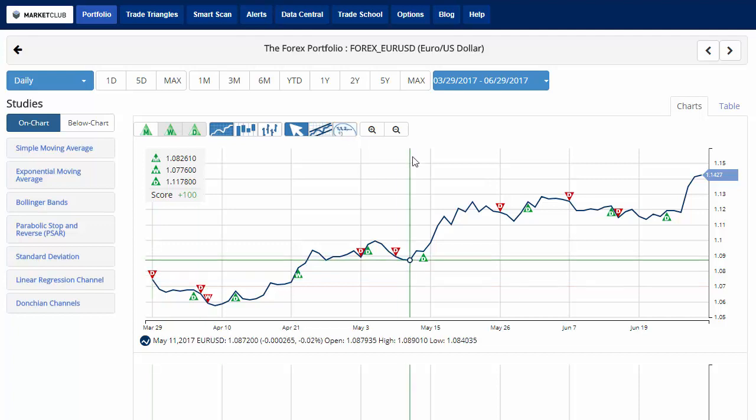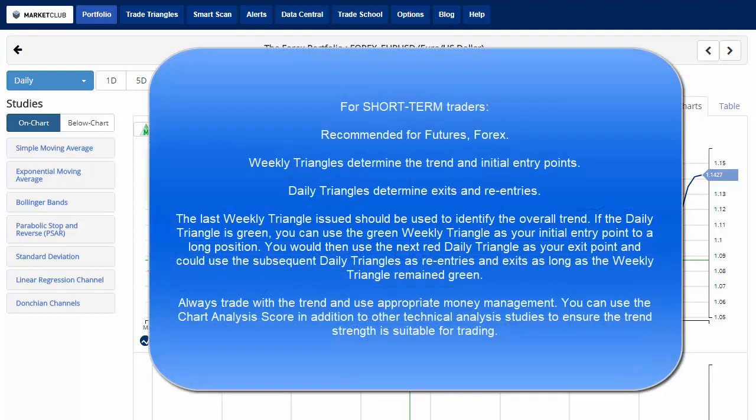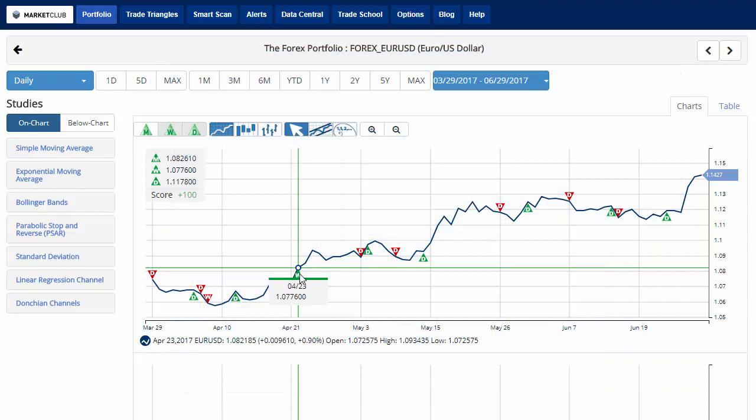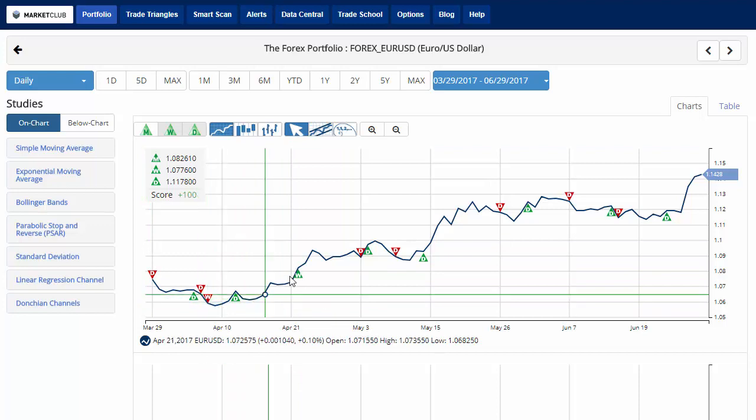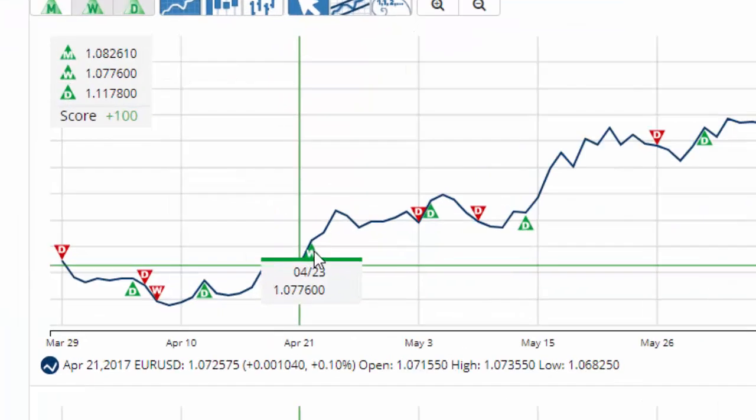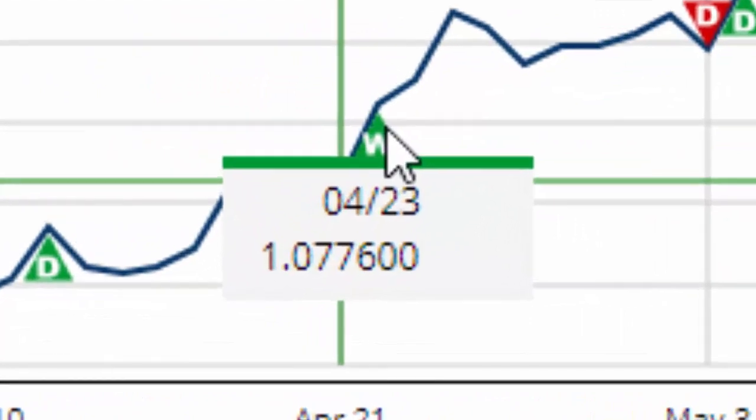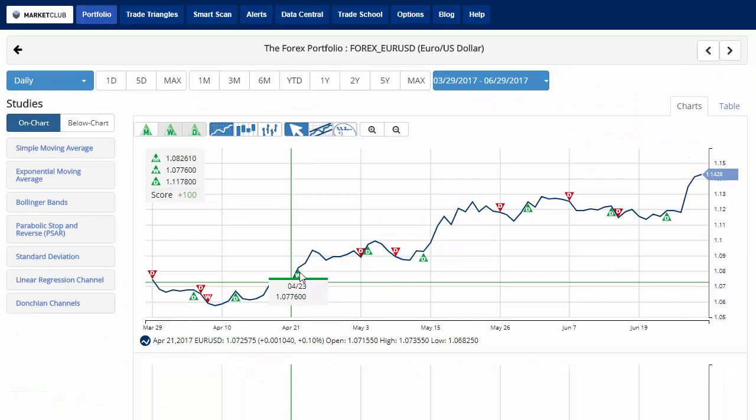And to trade Forex using the trade triangles, we use our short-term strategy, which is generally recommended for futures and Forex. And many of you know the weekly trade triangles will determine the trend and your initial entry points, which is right here on 4/23, and the daily trade triangles determine your exits and re-entry, so when you should exit the trade that you got in and then when you could get back in if your weekly trade triangle continues. So as you can see, the Euro USD has a chart analysis score of plus 100. And looking at the chart, we can see that our initial entry point on this trade was on 4/23 at 1.077.